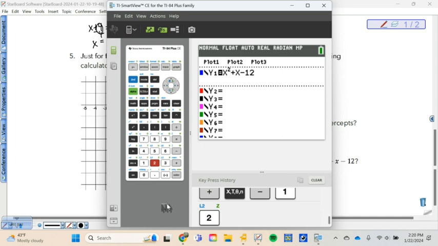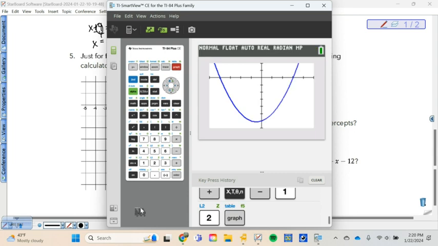Okay. Now, in theory, if we did everything right, we should be able to hit graph, and it should show you your graph. No? So something went wrong then. Did anybody get it to show up? No? Y equals x squared plus x minus 12, window, 5, 1, negative 14, 2, graph.